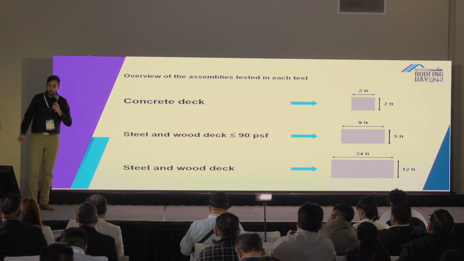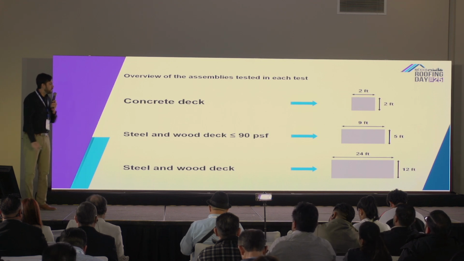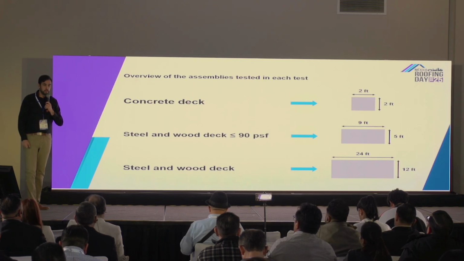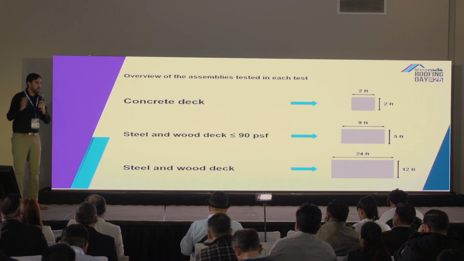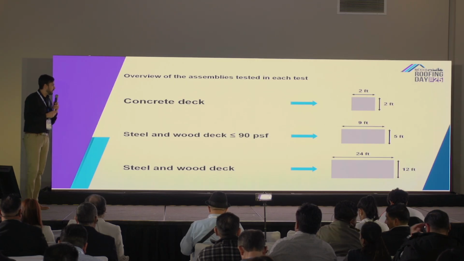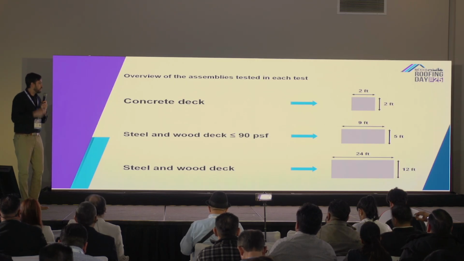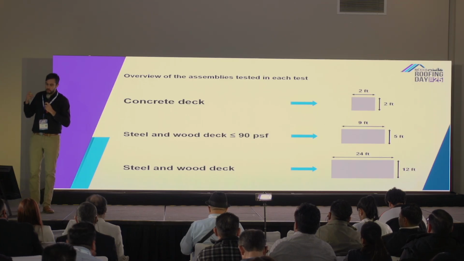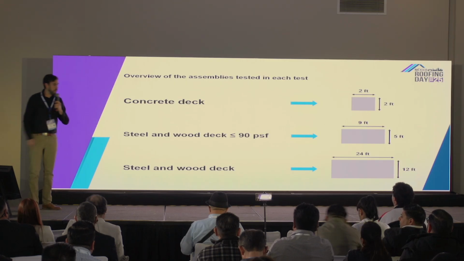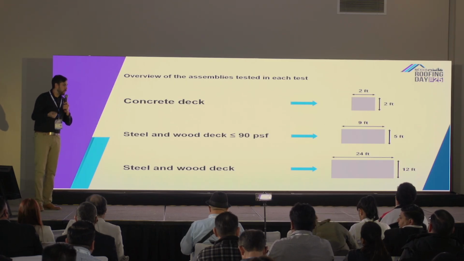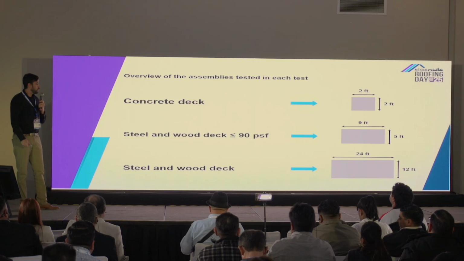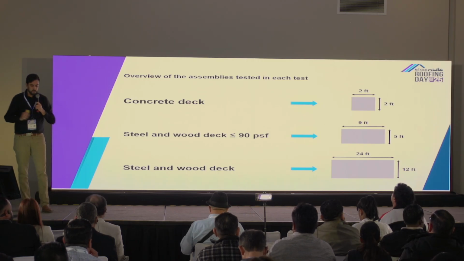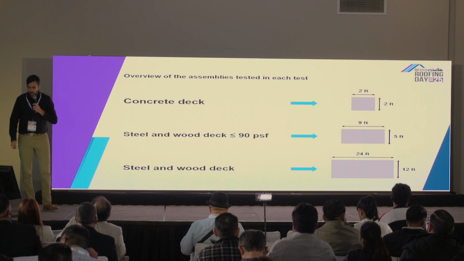Somebody would say, why would I go with 5x9? People that have been doing testing at FM know that it's not cheap, so the smaller the assembly or the test is, the cheaper it is. So if you don't really want a higher wind uplift result than 90 psf, you're just going to limit yourself to the 5x9. If you want to have a higher wind uplift resistance at FM, you're going to go by the 12x24 for steel and wood deck. Again, concrete deck, no limitation. You can go as high as you want.